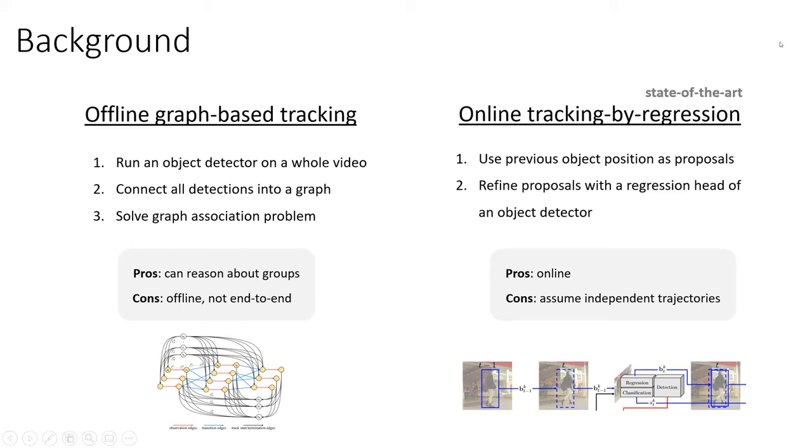On the other hand, we have a modern state-of-the-art tracking by regression approach. This family of methods can be summarized in two steps. It's really simple. The idea is to leverage the object detector. You take your favorite object detector, you take the regression head of this detector, and you use this regression head to refine the positions of the objects from previous frames. The methods in this family are online and provide a very good balance of speed and accuracy. But at the core of all of these methods, there is also an assumption about independent trajectories.